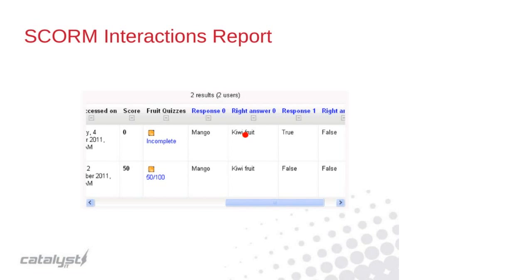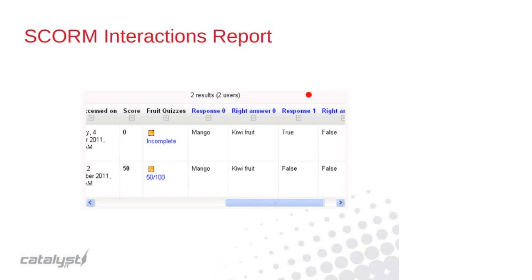So here, for example, we're seeing that there is response 0, where the user has said mango, but the correct answer was kiwi fruit. For response 1, they start at 0, so this is the first response, and this is the second response here. The second response, response 1, the correct answer is false, but the user has put in true. So you can see that's incorrect. For this particular student, you can see that the correct answer was false, and they passed false.